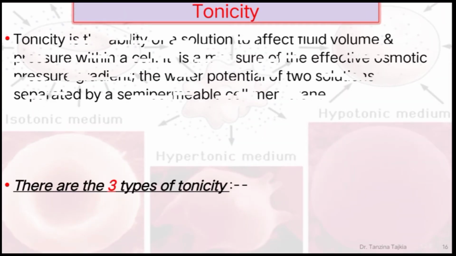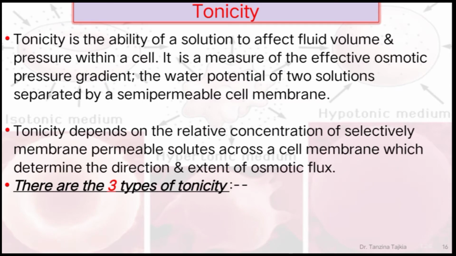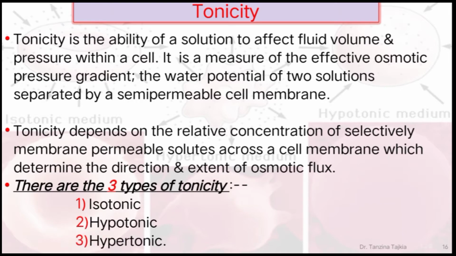Then tonicity. Tonicity is the ability of a solution to affect fluid volume and pressure within a cell. It is a measure of the effective osmotic pressure gradient, the water potential of two solutions separated by a semi-permeable membrane. Tonicity depends on the relative concentration of selectively membrane-permeable solutes across a cell membrane, which determines the direction and extent of osmotic flux. There are three types of tonicity: isotonic, hypotonic, and hypertonic.